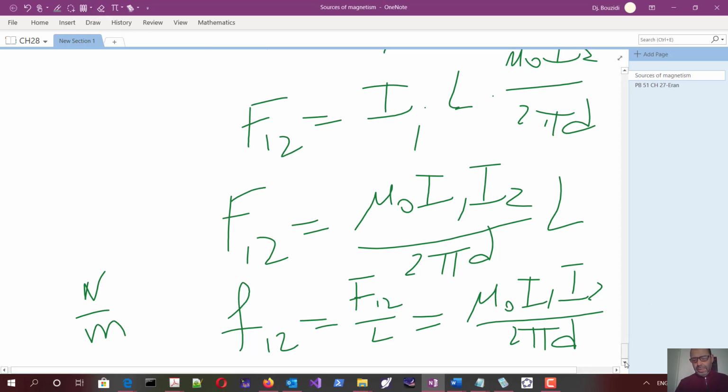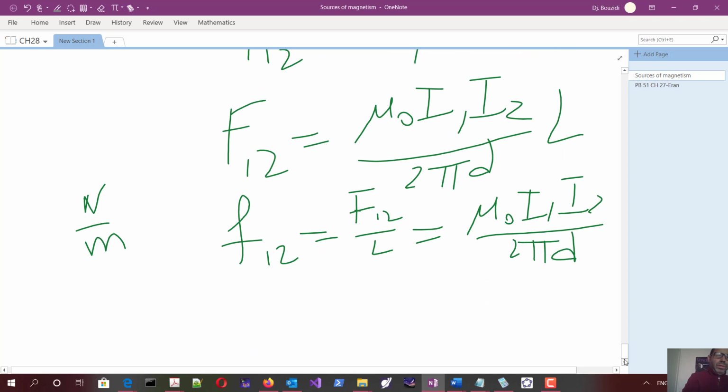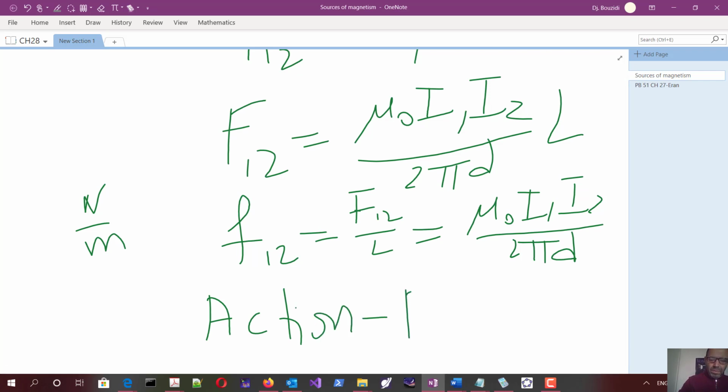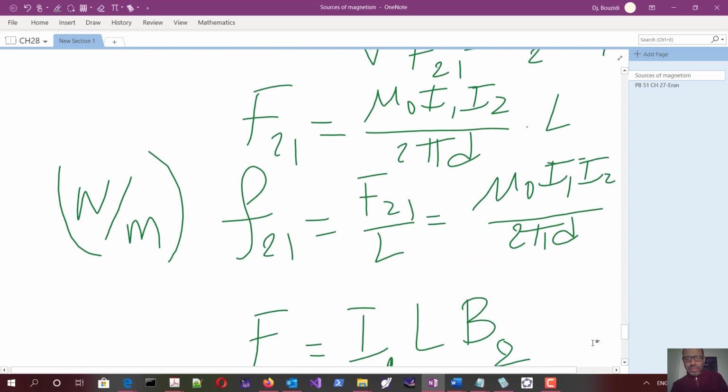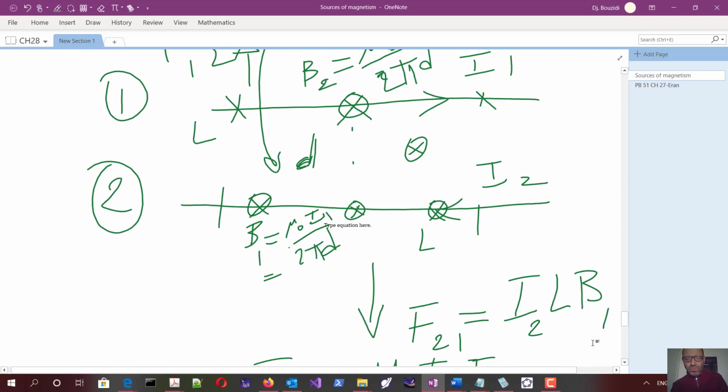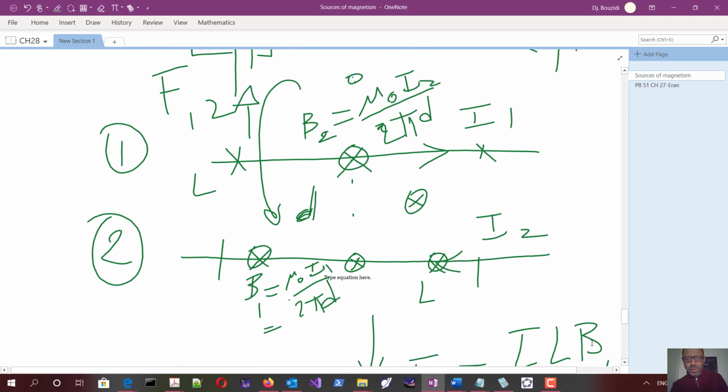I'm going to tell you why that is, and that has to do with physics 1, namely Newton's third law, action and reaction. These two objects are interacting, and if one of them exerts a force on the other, the other exerts a force that is equal in magnitude and opposite in direction. Then the two forces are pointing away from the two wires. This is the repulsive force.